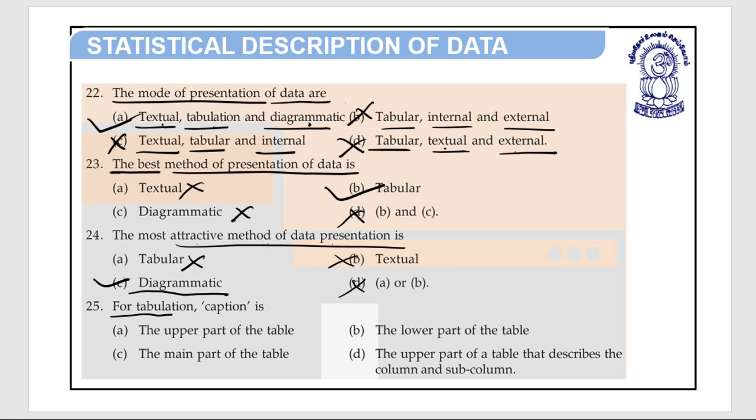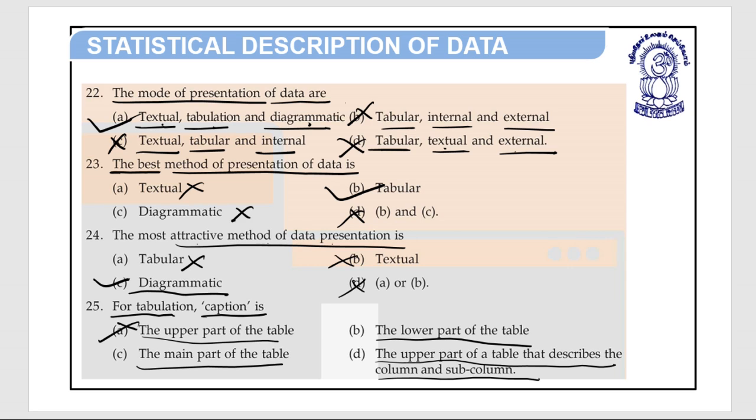Question number 25. For tabulation, caption is the upper part of the table, the lower part of the table, the main part of the table, or the upper part of a table that describes the column and subcolumn. The upper part, no. Lower part, no. Main part, no. But the upper part of a table that describes the column and subcolumn is called the caption in tabulation.